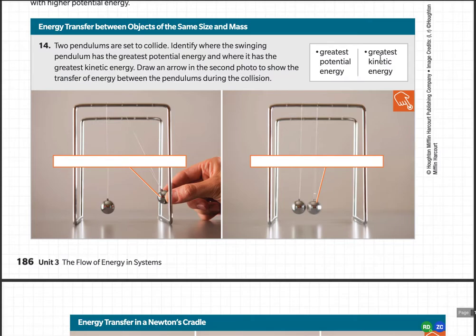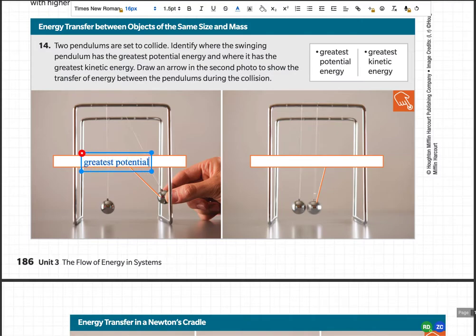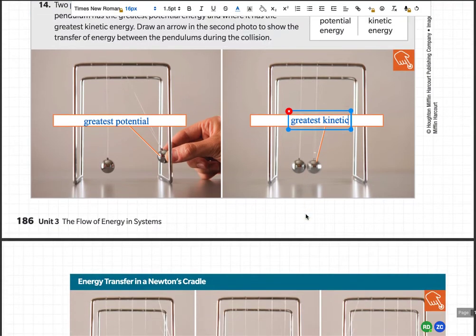So this would be the greatest potential, and this is the greatest kinetic. One thing is, when you're looking at both of these balls right here, neither of them is moving. There's no kinetic energy happening. Here you see it's blurry because it's moving. The ball is still moving. It's crashing into this other one, so it has the most kinetic energy.